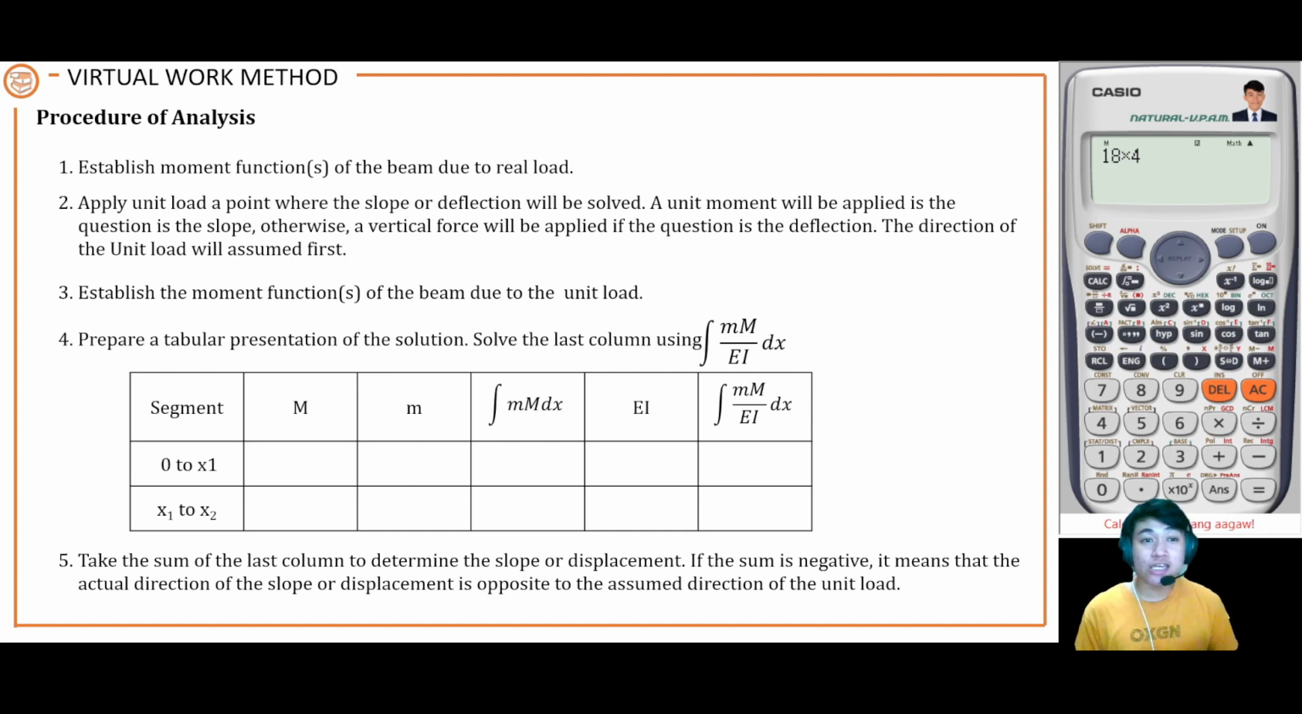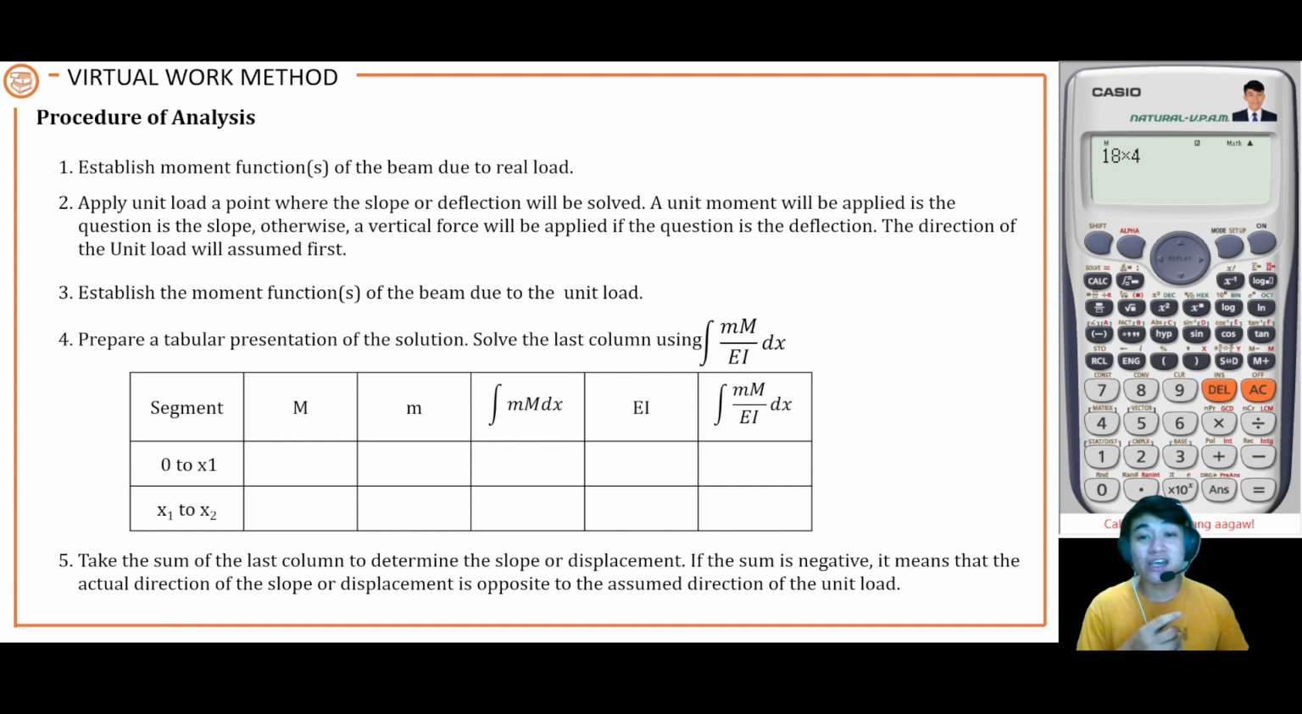The next step is to apply a unit load, a unit point load. That's why this is called the unit load method. You have to remove all the real loads, and then apply the unit load where the slope or deflection will be solved. A unit moment will be applied if the question is the slope. However, if the question is the deflection, you are going to apply one unit vertical force at the point of interest.